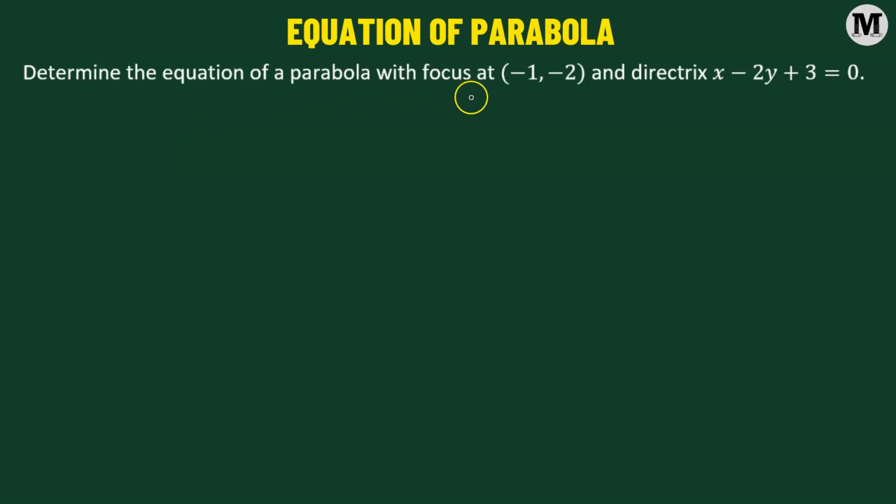Determine the equation of a parabola with focus at (-1, -2) and the equation of the directrix as given to us. Let us begin. We'll try to understand the problem graphically.